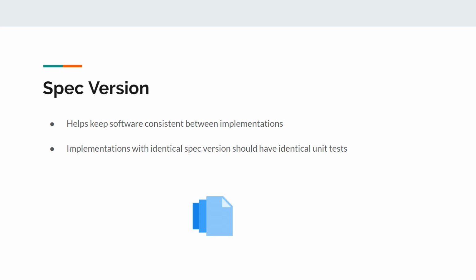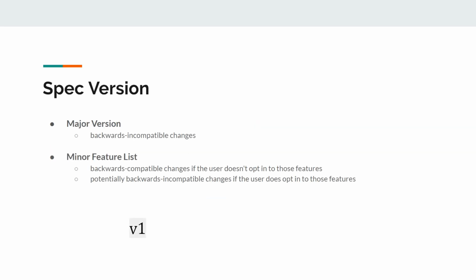If two implementations have an identical spec version, then they should both behave in the same way. This can be verified by having equivalent unit tests. So what should a spec version look like?